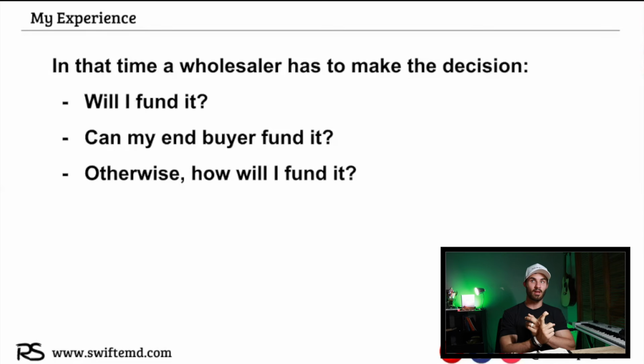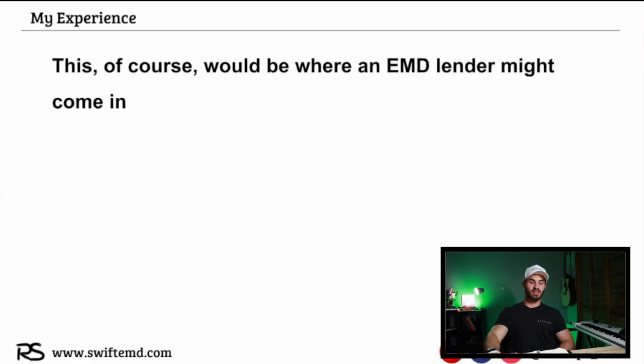So in that time when a property is under contract and you have to submit the EMD, the wholesaler has three choices, right? The first choice is, am I going to fund it myself? I would say that's maybe the primary option, the wholesaler just funds it themselves. The next one is, can my end buyer fund it? If you're a wholesaler and you're smart, sometimes you can organize your contract in a way where the end buyer can come in and cover your earnest money so that you don't have to. Fantastic. If neither of those options work for you, then how are you going to fund it? That's the third question. And that would be where an EMD lender would come in, right? That is right where we slot ourselves in, in that scenario.